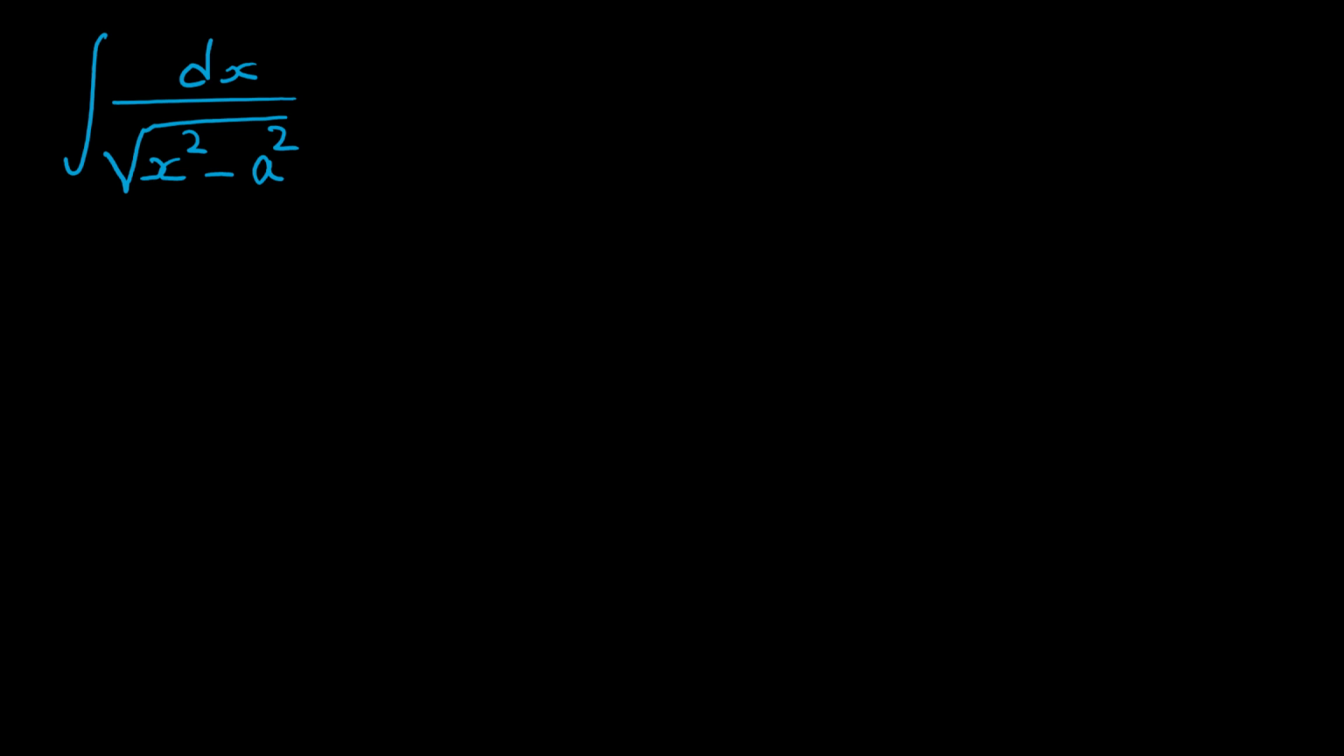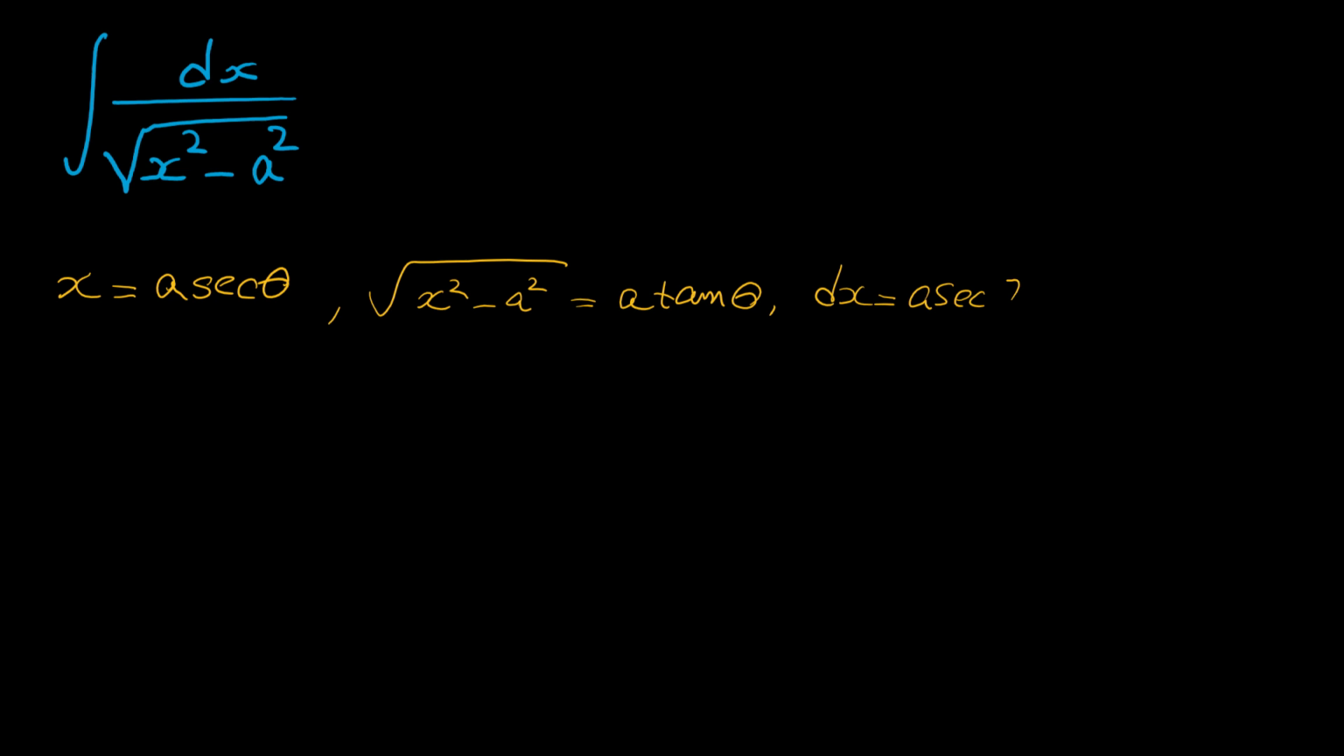Here we have the integral of dx over radical x squared minus a squared. This is a very famous standard example for secant theta substitution. It should be clear that here we use x equals a secant theta, because here we have a squared. And we know that by this substitution, the radical equals a tangent theta, and dx equals a secant theta tangent theta d theta.